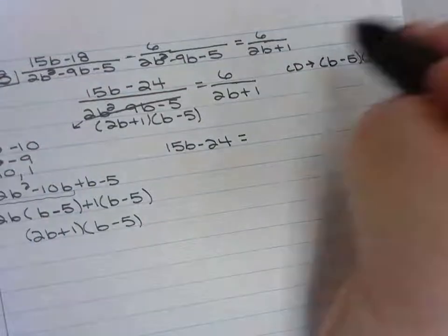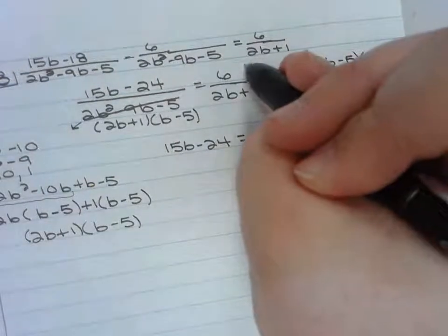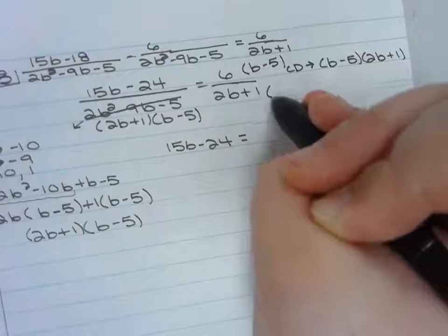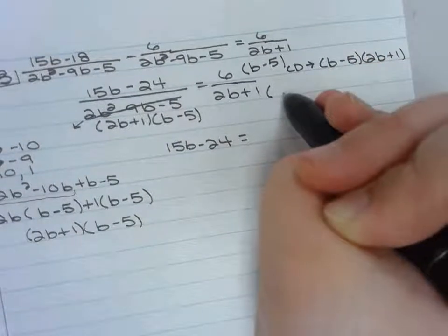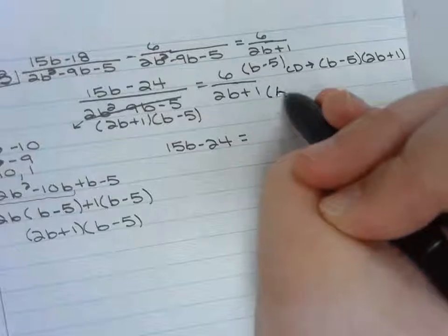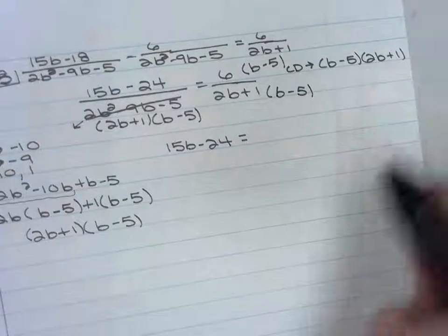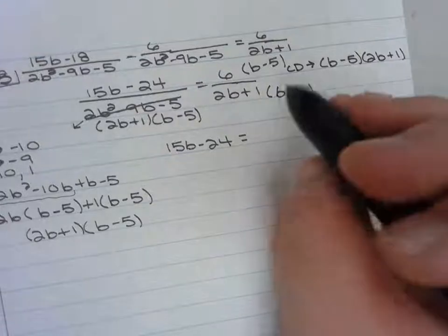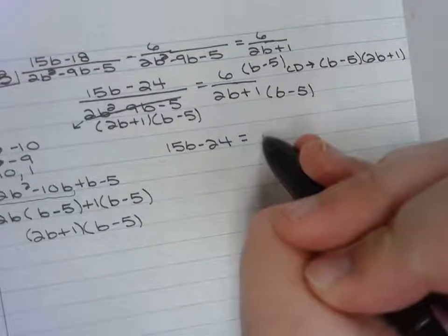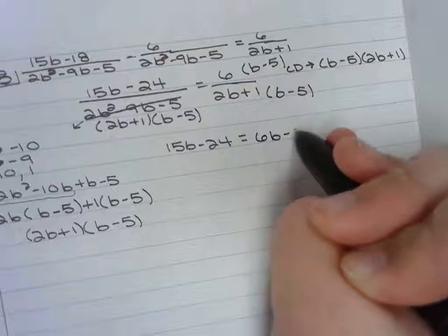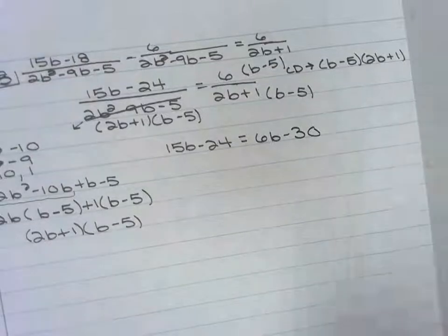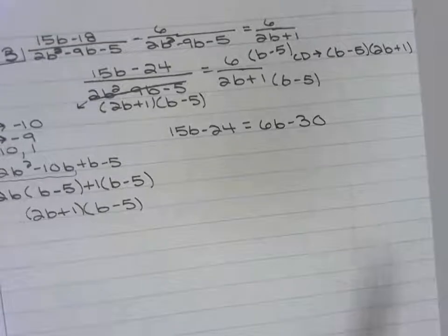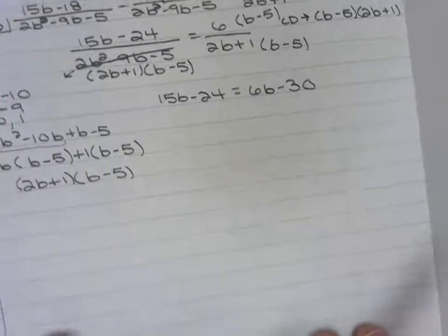Fraction on the right. I need to multiply top and bottom by b minus 5. If I distribute the top, that will give me 6b minus 30. Now you can write the denominators if you want to, but the denominators are going to cancel, so you don't have to worry about writing them. And then you just solve this equation.